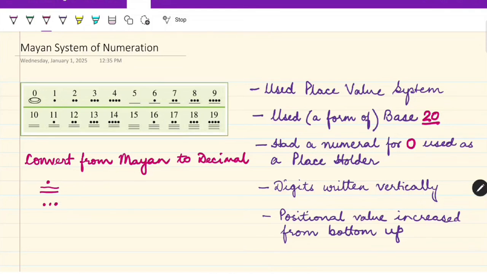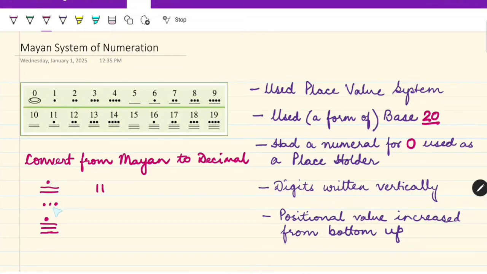And then in the next line, it's 1, 2, 3, and then a dot. All right. So this represents a number, this design here. 2 bars with a dot above would represent 5 plus 5 plus 1. So that would represent 11.